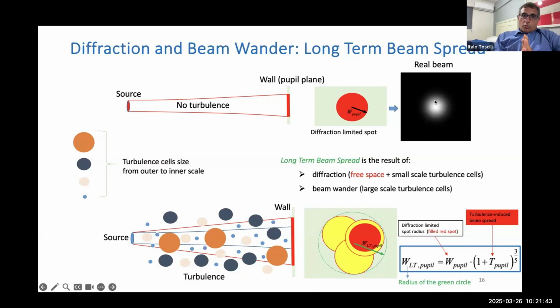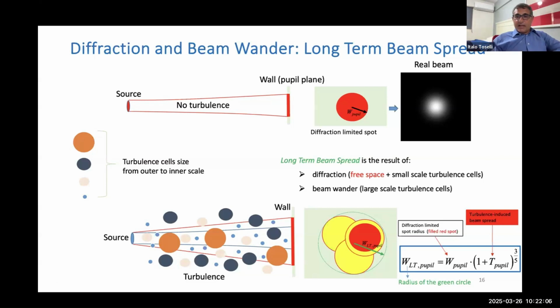What happens now if there is turbulence? There are different cell sizes. Each of them affects the beam in a different way. The biggest ones, so basically the cells that are bigger than the size of your beam, are going to induce beam wander, and the smaller ones induce diffraction. So you have this combined effect that plays a big role.